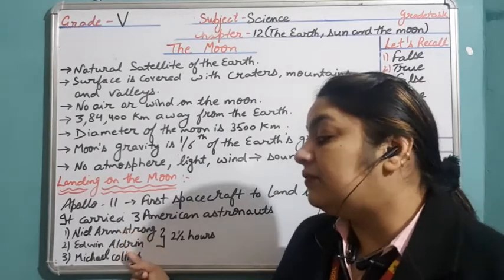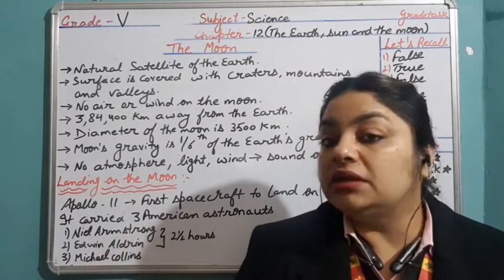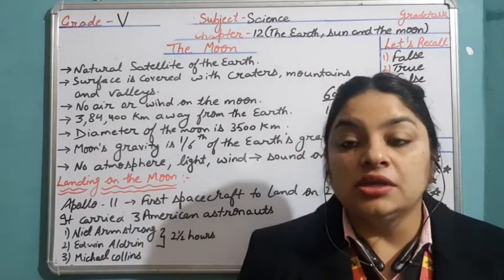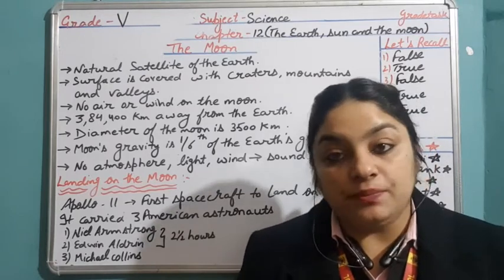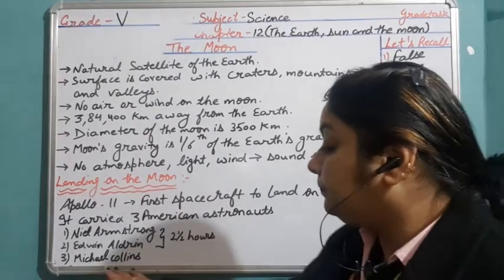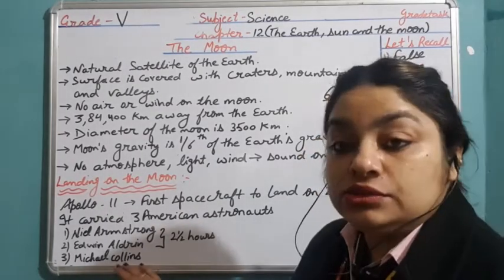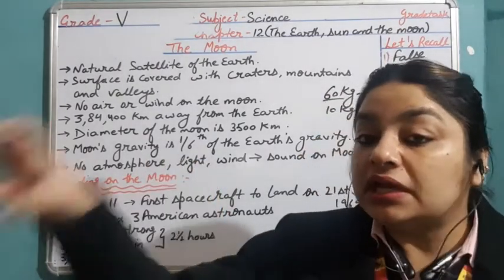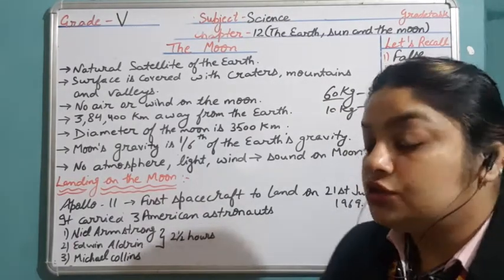Neil Armstrong and Edwin Aldrin both remained on the moon for 2.5 hours. They collected samples so that they could study them when they came back to the earth. Michael Collins also went there, but he remained in the spacecraft. So these are the 3 persons.